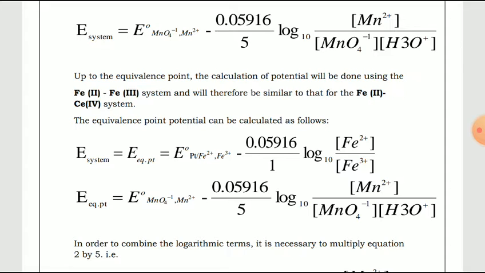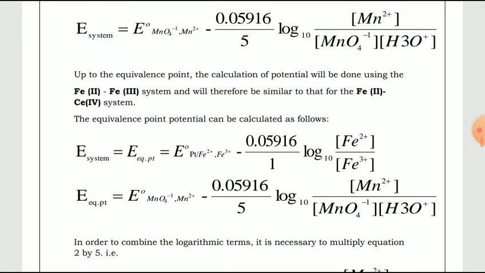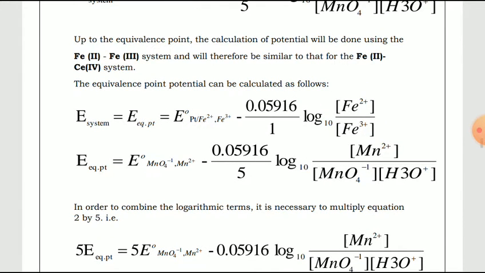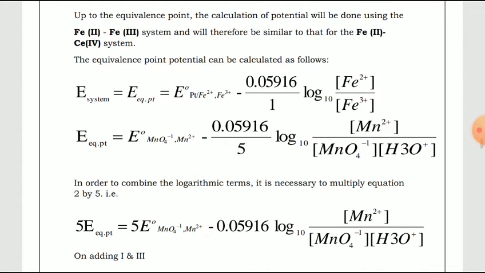In order to combine the logarithmic terms, it is necessary to multiply equation 2 by 5. That means in equation number 2, we have to multiply by 5. Then equation number 2 becomes 5 E equivalence point is equal to 5 E naught MnO4 minus to Mn2 plus, minus 0.05916. Here the 5 will be cancelled, log of the concentration of Mn2 plus upon concentration of MnO4 minus into H3O plus.